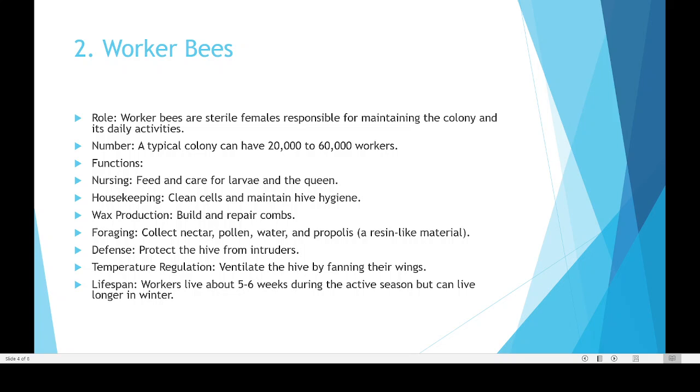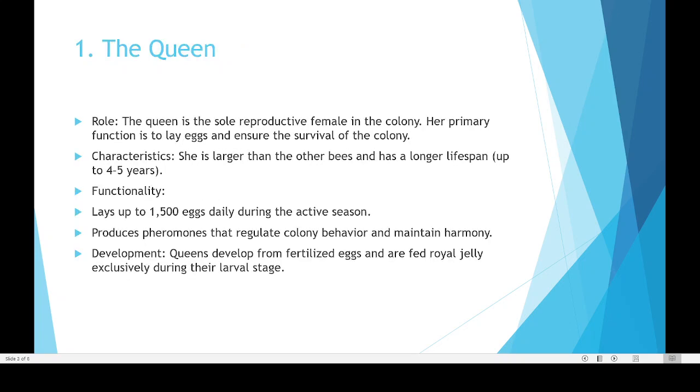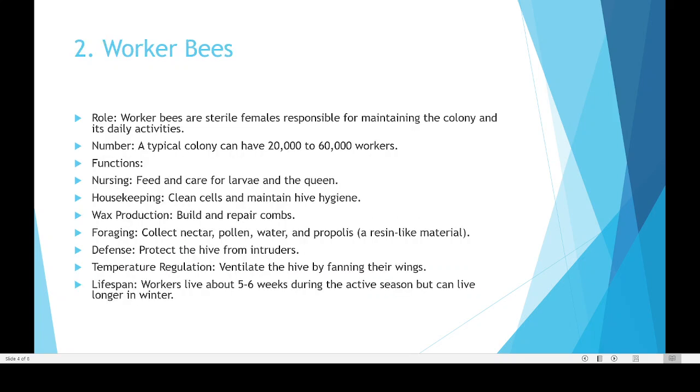Then regarding the lifespan, only 5 to 6 weeks during the active season. That is only 1.5 months. That is the life of a normal honeybee worker. Whereas the queen can survive 4 or 5 years. Here you can see that the 4 or 5 years is the lifespan of a typical honeybee queen, but for workers only 5 to 6 weeks.